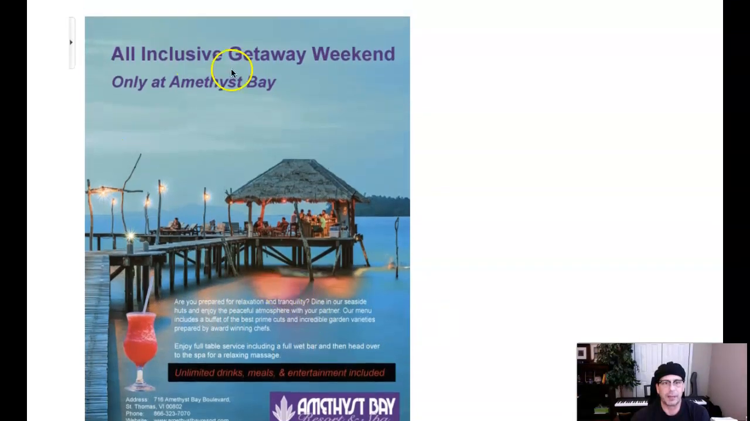But as I said, I would make those changes in the headline and subhead. Definitely consider removing this and including this information in the body copy.